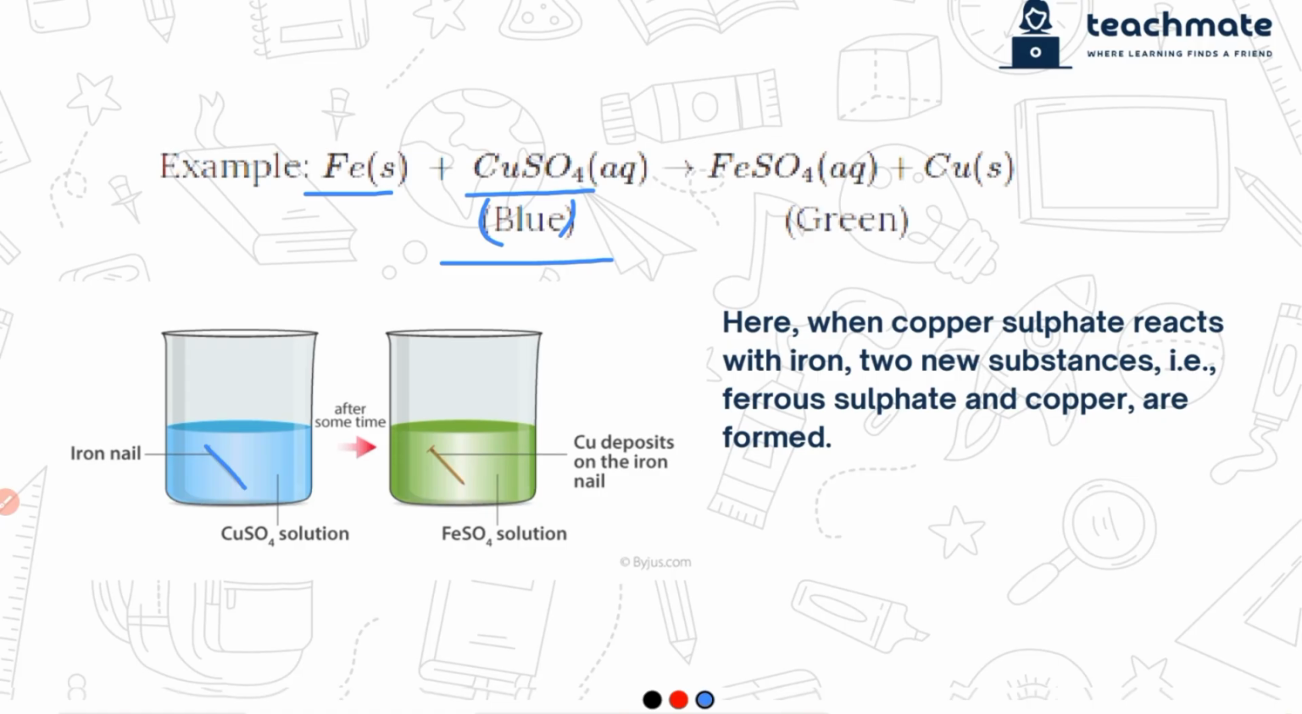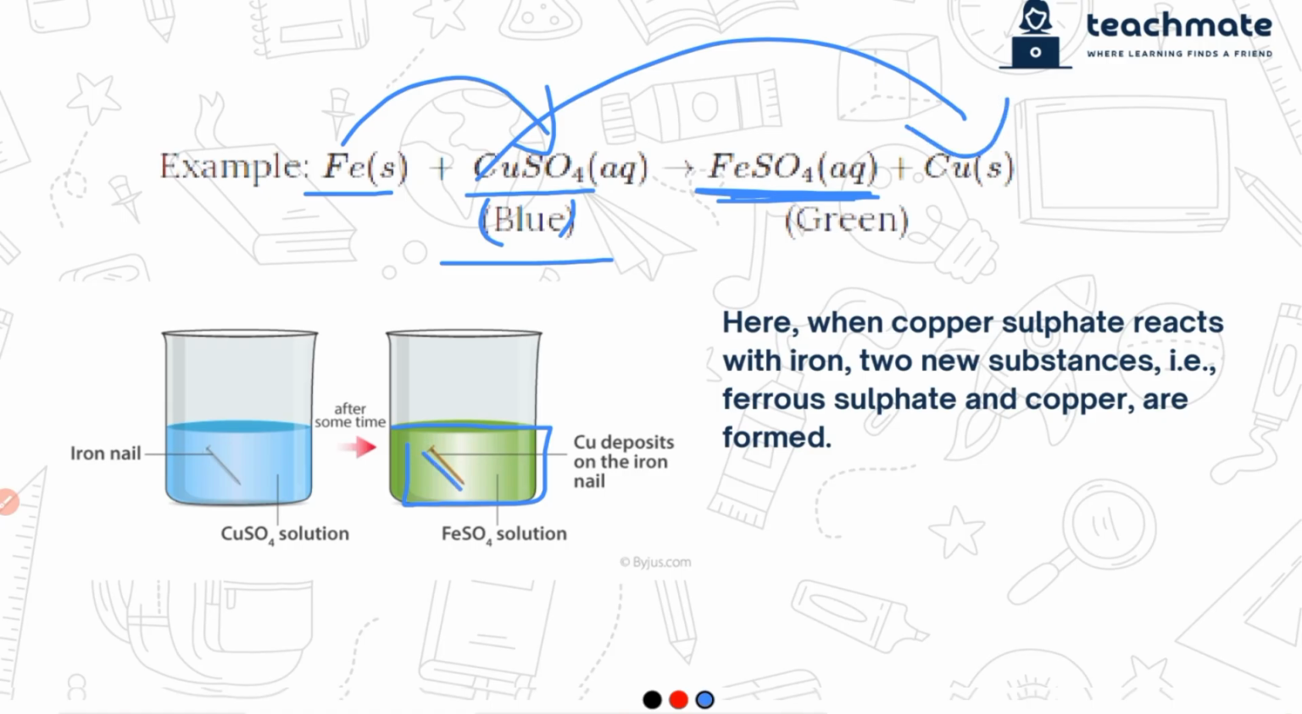After some time, what happens? A new solution is forming. Look, this solution is entirely different from this one now. A new substance is forming. It was blue in color, but this is green in color. That is FeSO4 solution plus Cu. Fe is coming to this solution, combining with SO4, so FeSO4 is forming, and from this solution copper is leaving and getting deposited on this iron nail. So the entire solution is changed and a new substance is formed.